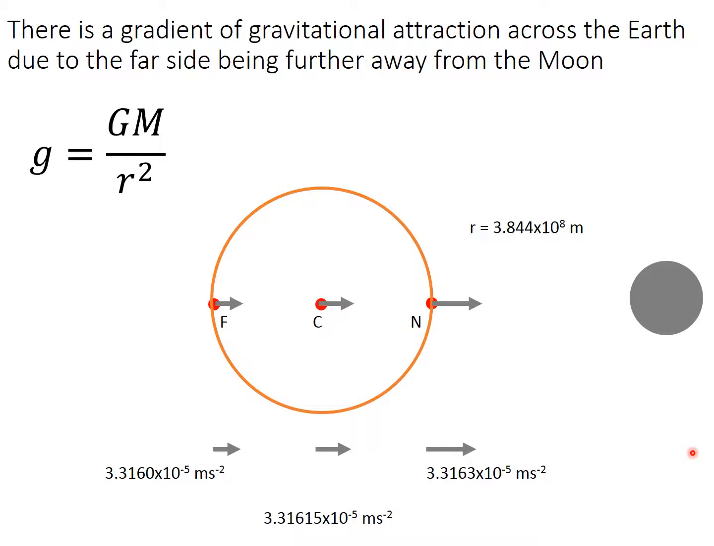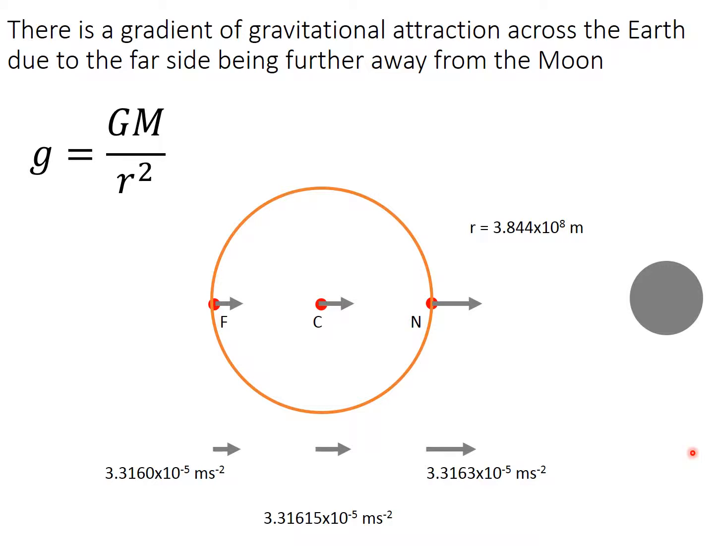Okay. So you don't need to remember this formula, but you should know it anyway because you're scientists. The gravitational attraction equals the gravitational constant, which is 6.6 something to an enormous number, times the mass of the thing you're being attracted to, divided by the distance between the two objects squared. Now this is the distance between the Earth and the Moon. So you can work out what the gravitational attraction of the Moon is at any point on the Earth.